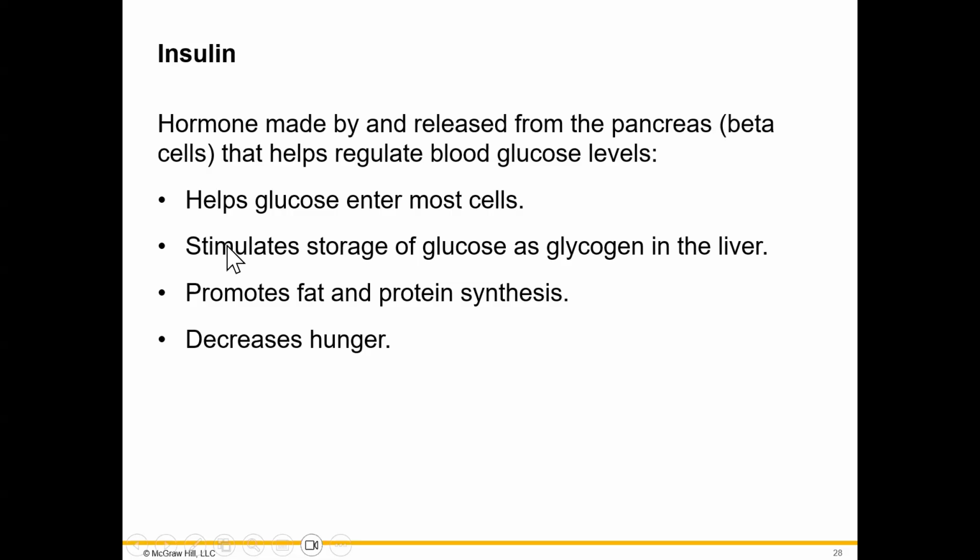The second function here is that it stimulates the storage of glucose as glycogen in the liver, so it has that liver effect. It also promotes fat and protein synthesis. So in other words, it helps to store fat.